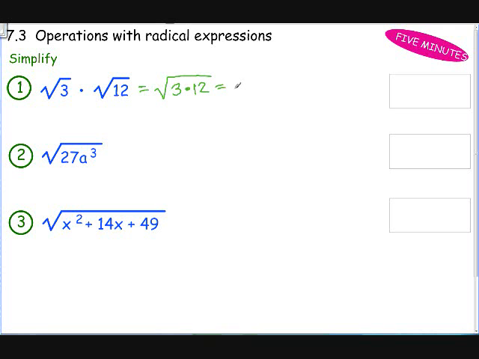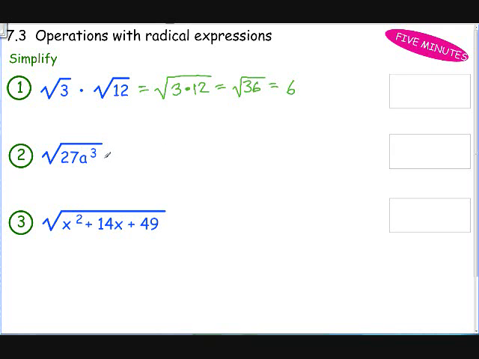And that would be equal to the positive square root, the principal square root of 36, which we know, right? That's going to be 6. I had no variable here, so I didn't have to worry about any way this might go negative.